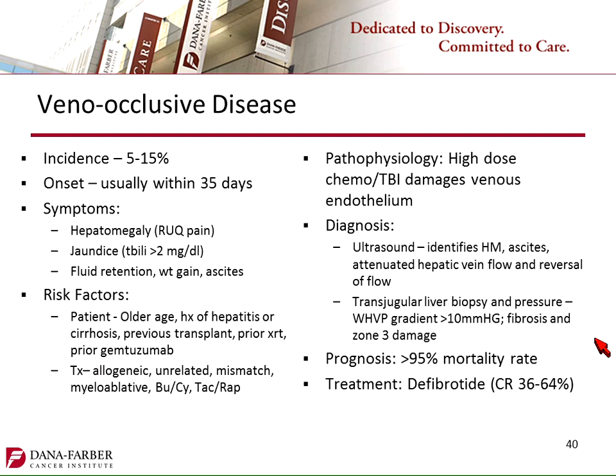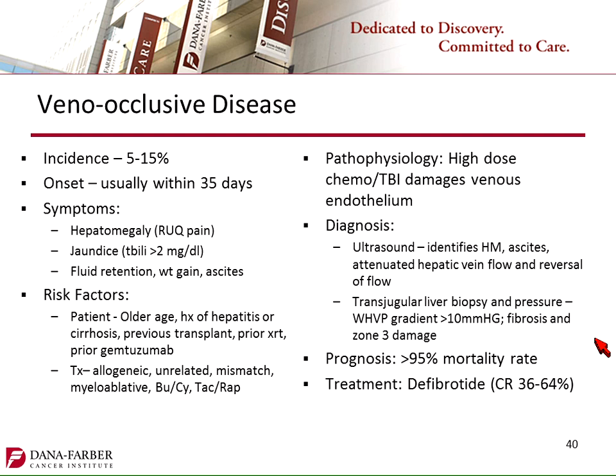Veno-occlusive disease, the incidence is anywhere between 5 and 15%. It's usually within the first 30 to 35 days. And she has all of the symptoms of hepatomegaly, right upper quadrant pain, jaundice, fluid retention, weight gain, and ascites. Risk factors for the patient are older age, a history of hepatitis, previous transplant, prior radiation, or as in her case, prior gemtuzumab.